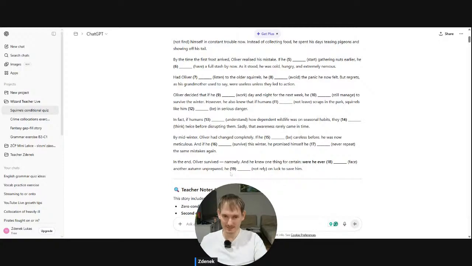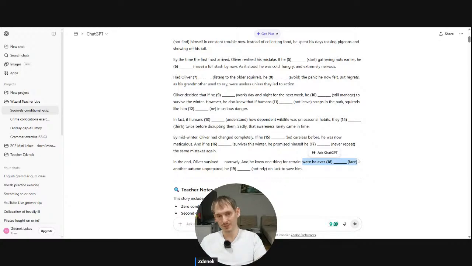In the end, Oliver survived narrowly. By the way, if you survive narrowly, it means just about. It was a close shave. He almost didn't make it. He almost died. He almost passed away. He almost died of hunger, probably, right? In the end, Oliver, our good old Oliver, survived narrowly. If he knew one thing for certain, oh, here we go.